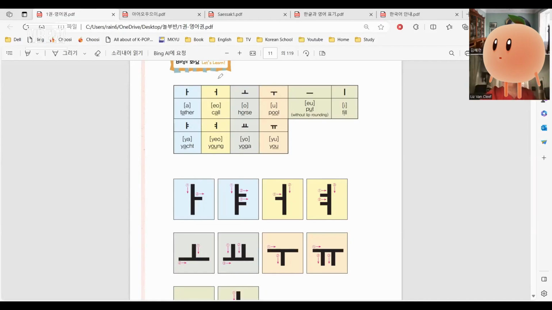Hangul has a writing order. That is always top to bottom, and then left to right. Okay. Top to bottom, left to right.